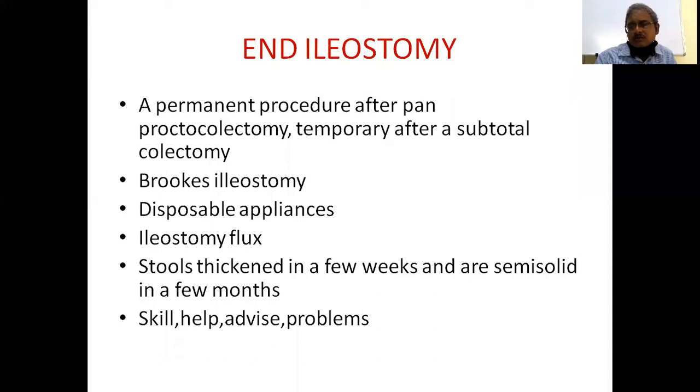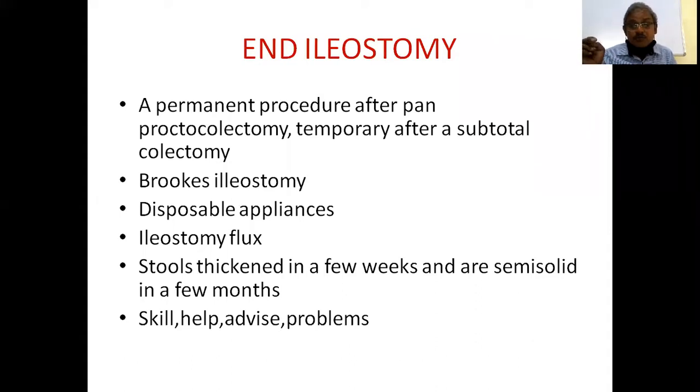Sometimes we may have to do a subtotal colectomy but the anastomosis is not yet done, so we try to divert the feces outside. Second thing is Brooke ileostomy, which I have mentioned. Brooke ileostomy is the classic ileostomy. The concept of Brooke is that about 2 to 4 centimeters of the ileum must protrude outside the skin. And the mesentery of that particular ileal loop should not be thickened, otherwise there is compromise of the marginal arterial blood supply. You have to be careful about that.